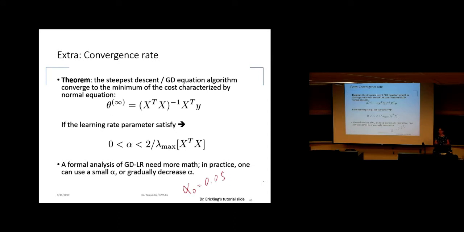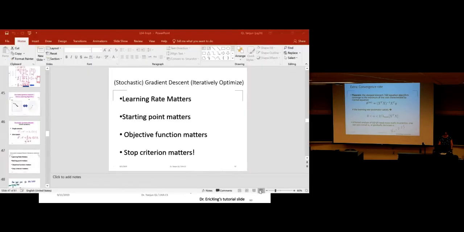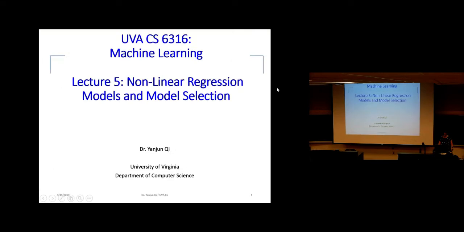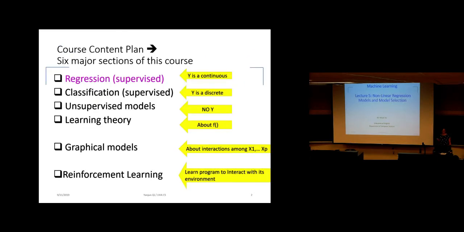Just before I move to lecture 5, any questions about lecture 4? Alright, so now let's move to lecture 5, which is a very easy extension of linear regression, but it involves something very, very useful for generic machine learning, which is model selection.